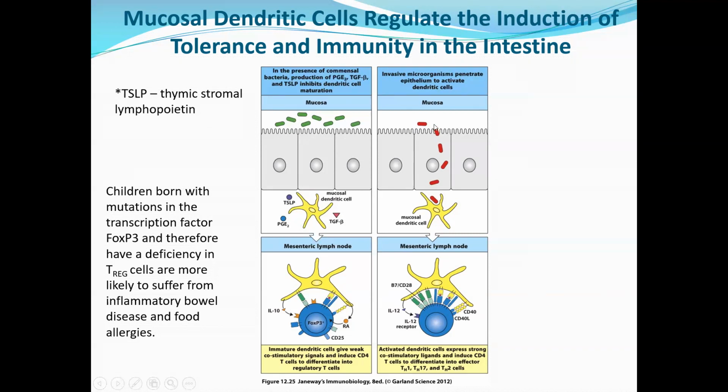This is a classical inflammatory type dendritic cell, which, if you remember, will then capture, present antigen on class 1, class 2 MHC, and express these co-stimulatory molecules of CD28, B7, which activate your classical T helper cells and cytotoxic T cells.